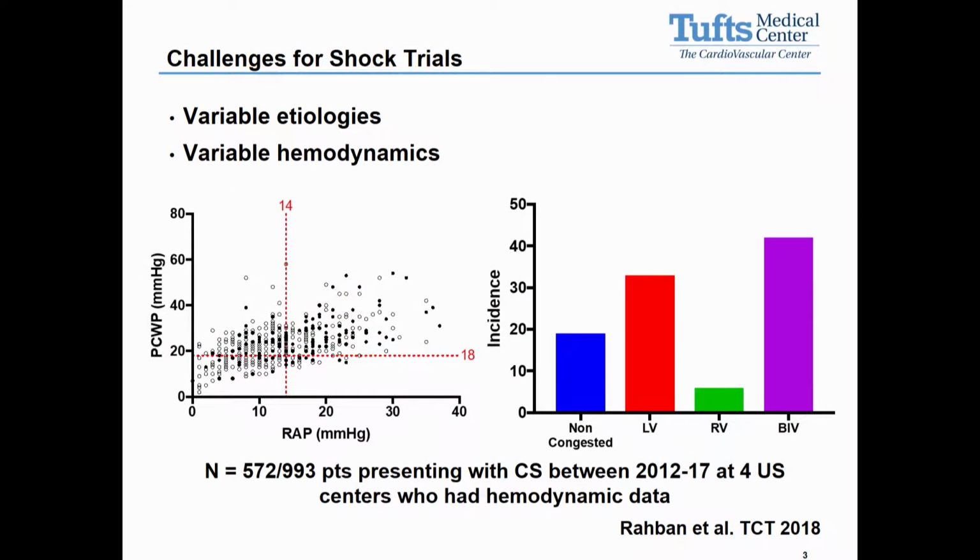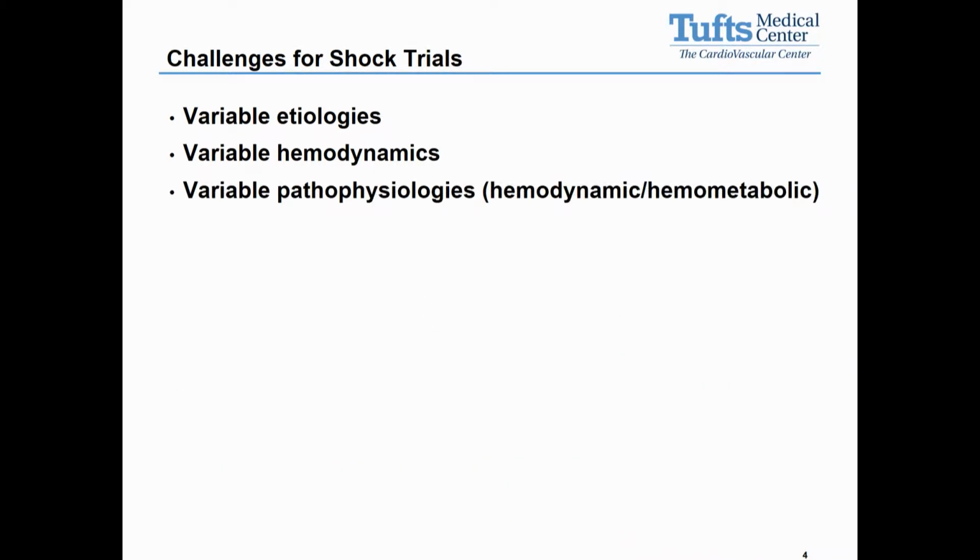That's one problem. The hemodynamics are very variable. Again, from this registry, this was about 500 out of the 1,000 patients that had SWAN data. And remember our discussion yesterday about, everyone should have a SWAN. Here, only 50% of people in the registry. And you can see that the hemodynamics, right atrial pressure on the x-axis, wedge on the y-axis, were really all over the place. You could have patients with just an RV profile, biventricular failure. So the hemodynamics are very variable.